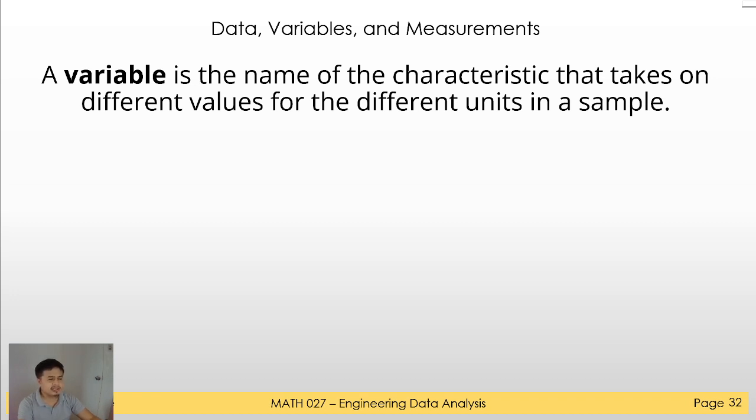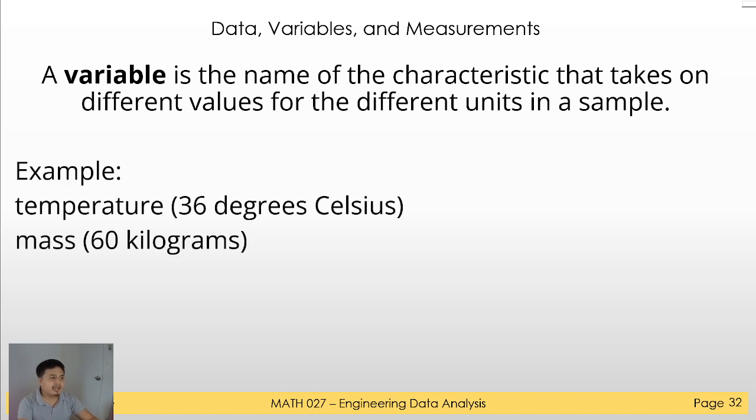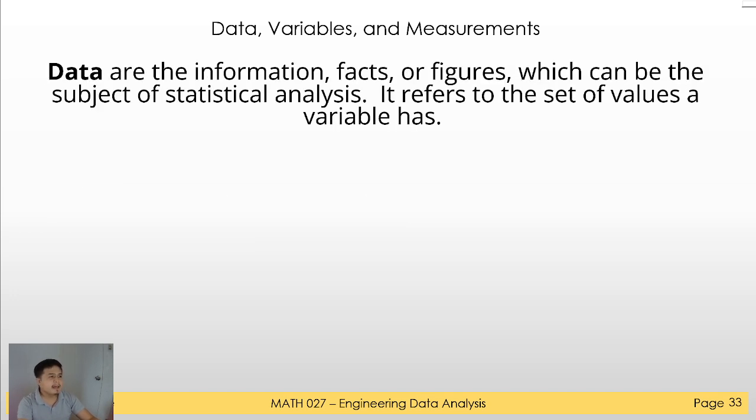And also variability is something that we assign to some characteristic that represents that thing. One example of that, in engineering, is temperature. It could vary in varying degrees, and then mass, we have a varying weight in some sense. And comparing this to data, data are the information, facts, or figures which can be the subject of statistical analysis, and it refers to the set of values a variable has.